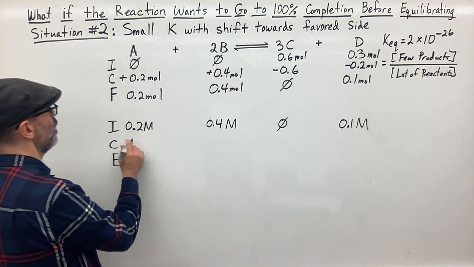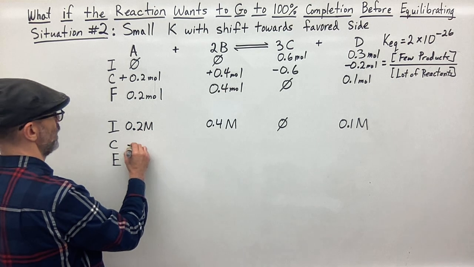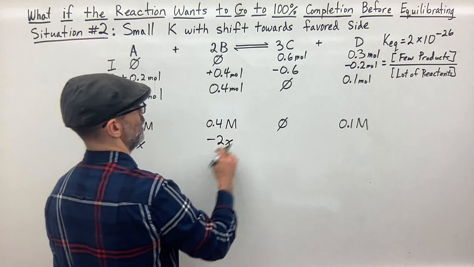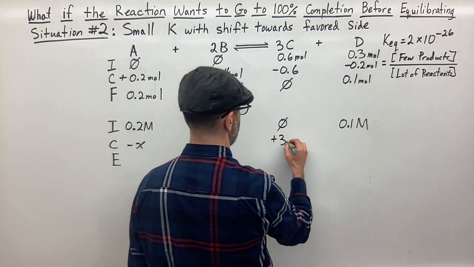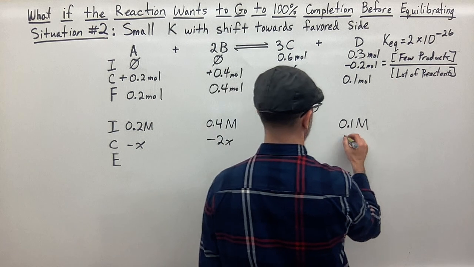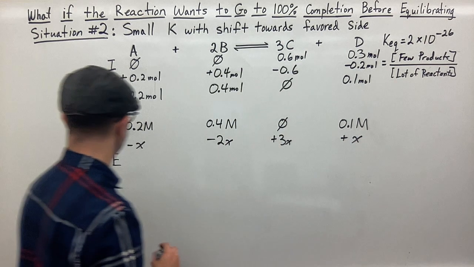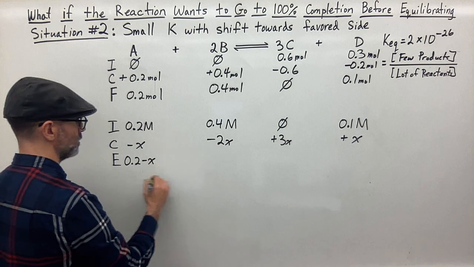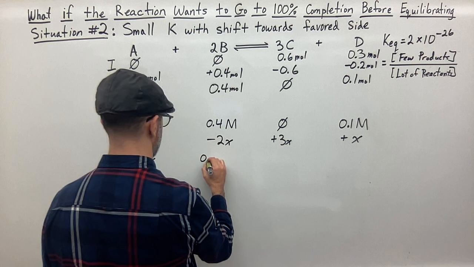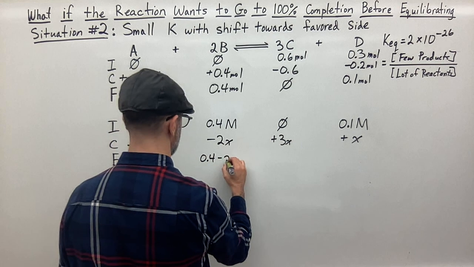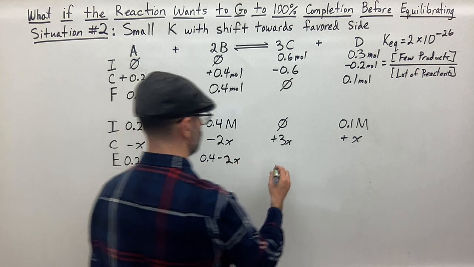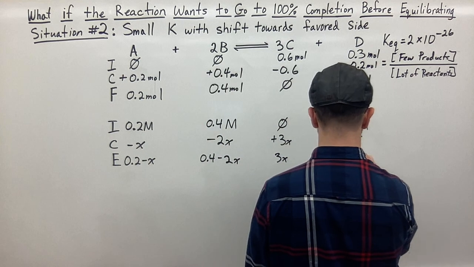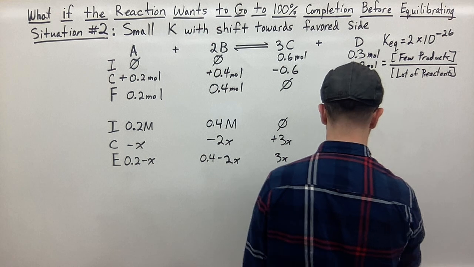So now we can do our x. Here we're going to shift this way. So this is going to be a minus x. This is going to be minus 2x. This is going to be a plus 3x. And this is going to be a plus x. And so now my equilibrium expressions are going to be 0.2 minus x. This is going to be 0.4 minus 2x. This is going to be 3x. And this is going to be 0.1 plus x.